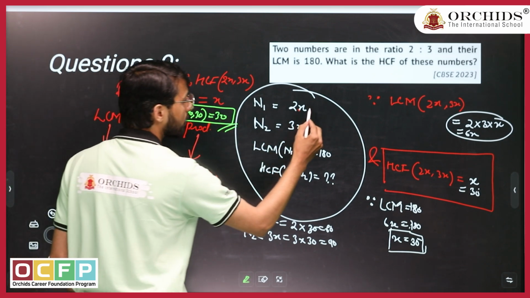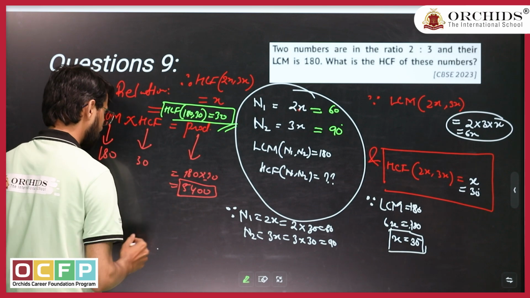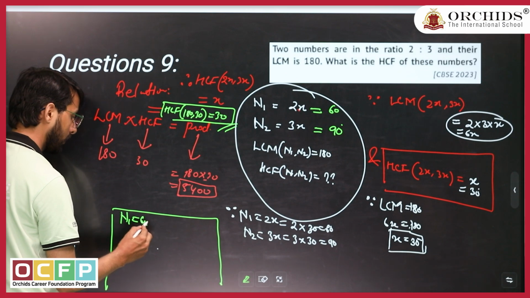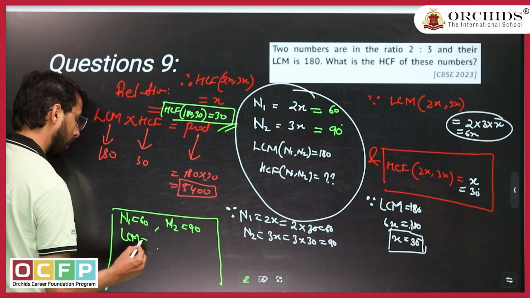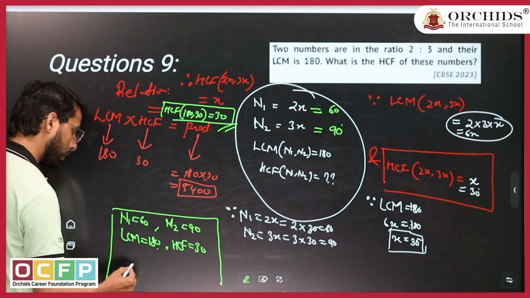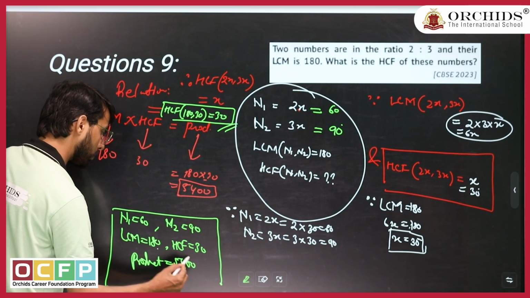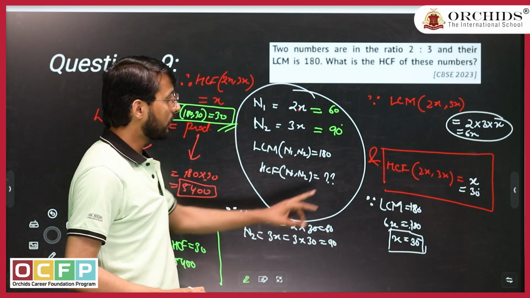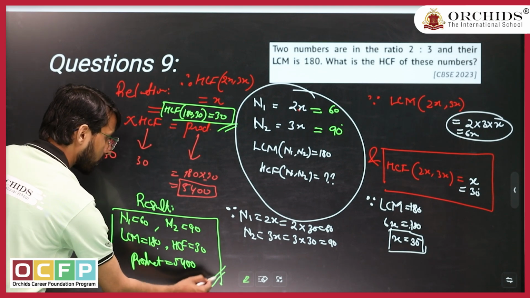So we got the numbers also: 60 and 90. Here at last you can write the overall result: N1 is 60, N2 is 90, LCM is 180, HCF is 30, and the product is equal to 5400. This is the overall result. We got everything: N1, N2, LCM, HCF, then the overall product.